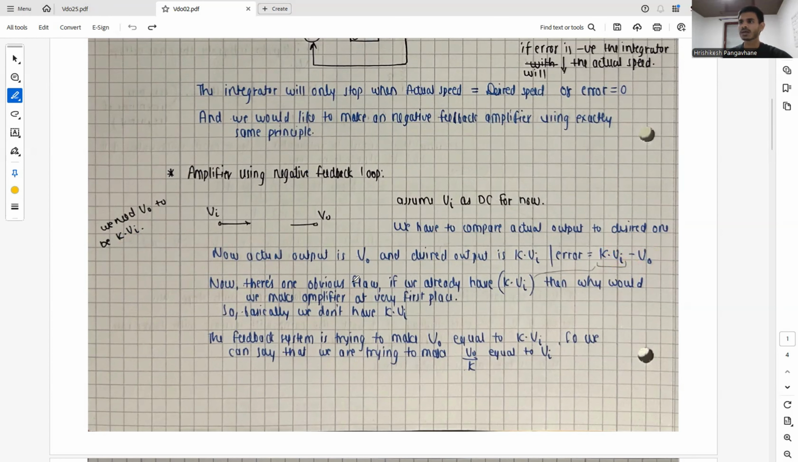Now there is one obvious flaw in this theory: if we already have K times Vi, then why would we make an amplifier in the very first place? Because the main reason to make an amplifier is to make the output K times Vi. So basically we don't have K times Vi, but we do have Vi, and we also know that we have output of V naught. So the feedback system is basically trying to make our V naught equal to K times Vi. So we can say that we are trying to make V naught by K equal to Vi.